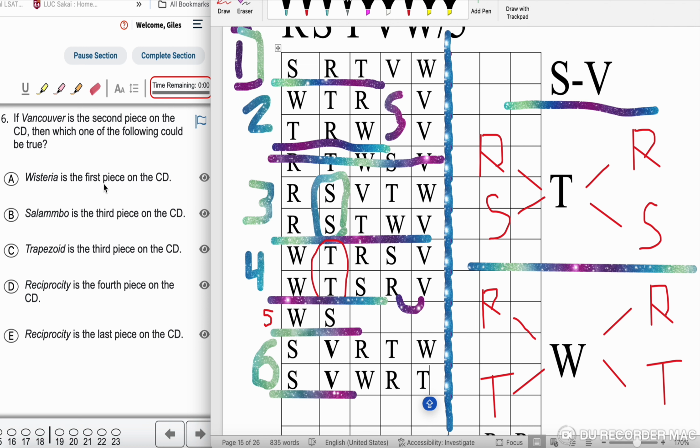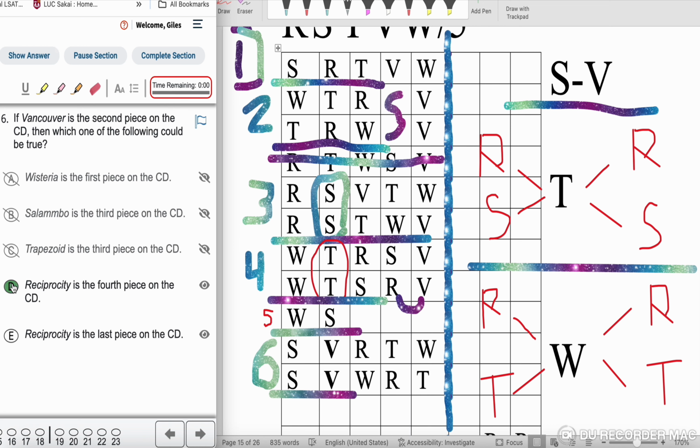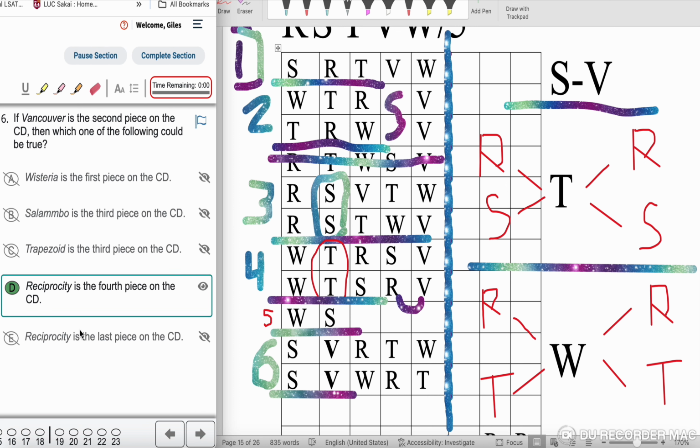Now let me answer these questions, which could be true. W is the first CD? No. We see the letter S. S is in the third? No. T is in the third? No. R is the fourth? We see that. R is the last piece? We don't see that. The only thing we see is that R is in the fourth. So we're going to choose that answer. Answer D. R is in the fourth piece on the CD.